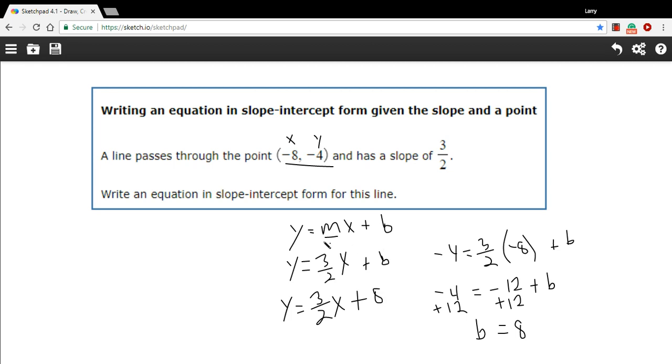Just because our form says mx plus b doesn't mean that this can't be negative. If you came up with a negative value for b, you would just say minus instead of plus there. But this is our equation in slope-intercept form.